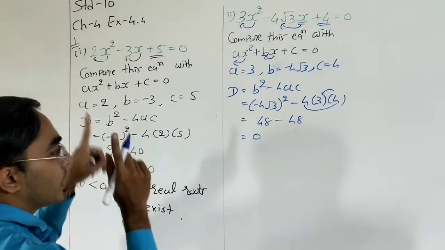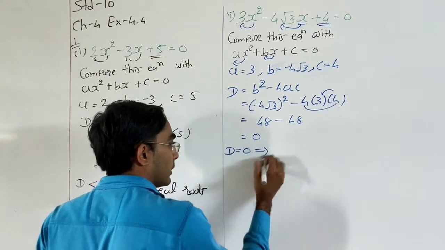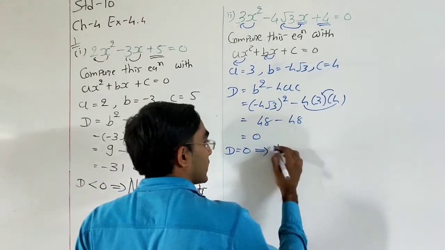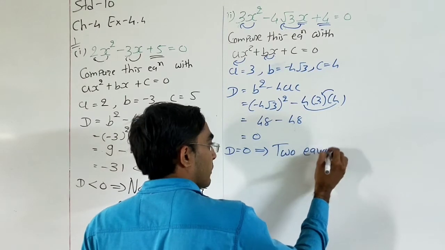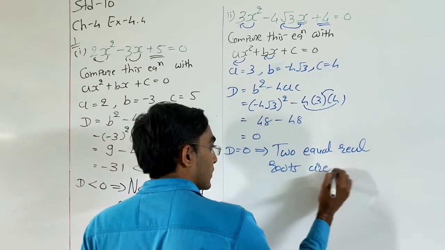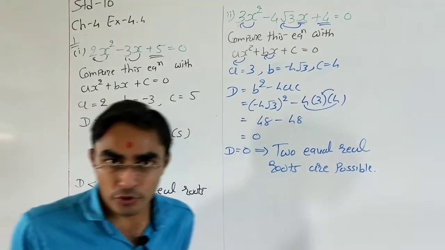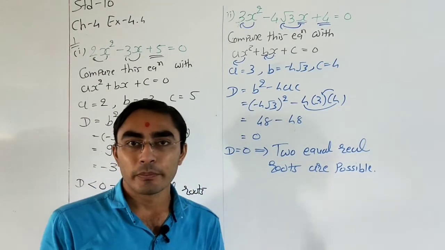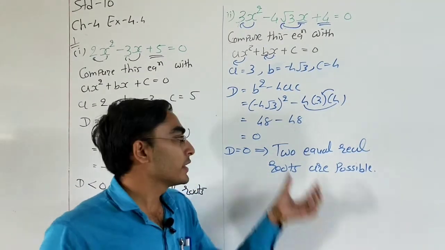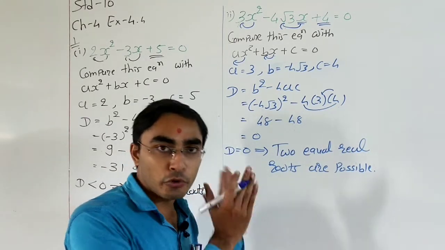So here our D is equal to 0. D is equal to 0, it means two equal real roots are possible, right? Here we get two roots, but both roots are the same. That means roots exist. Two equal real roots are possible, that means our roots exist.